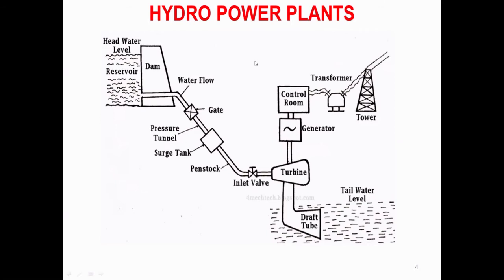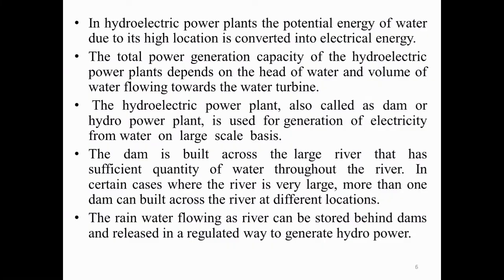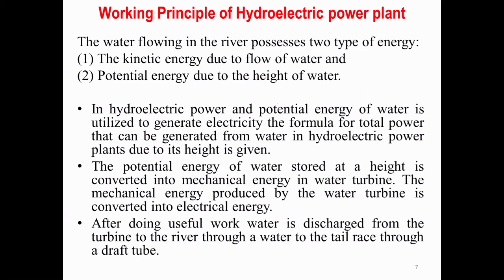Coming to the merits. So before I go to the merits, you can see this 3D diagram, which clearly shows the various parts of a hydroelectric power plant with the namings and all. So you can see over there. So this was the explanation that I was telling about. These are the working principles. So kinetic energy and potential energy combined will be converted into mechanical and then electrical. Okay, this is what I want to tell.